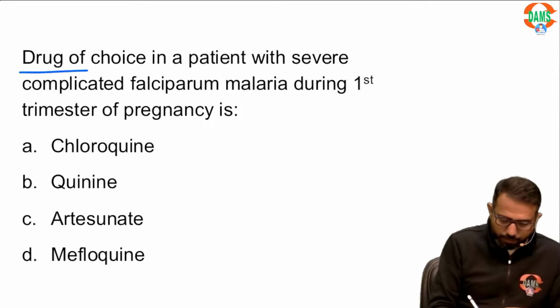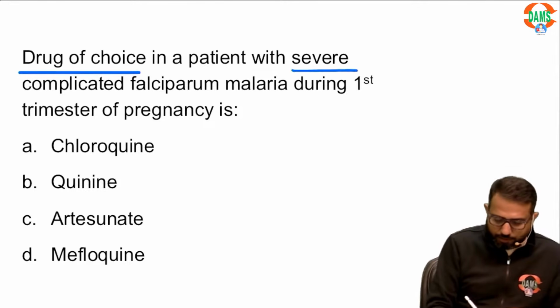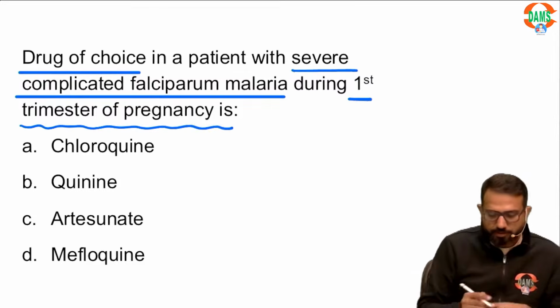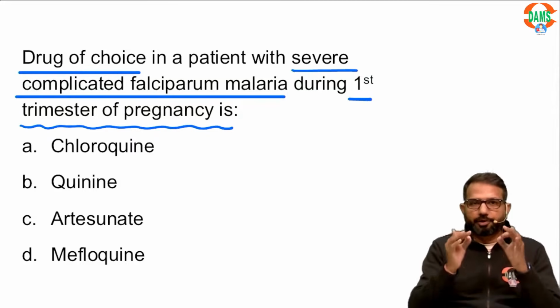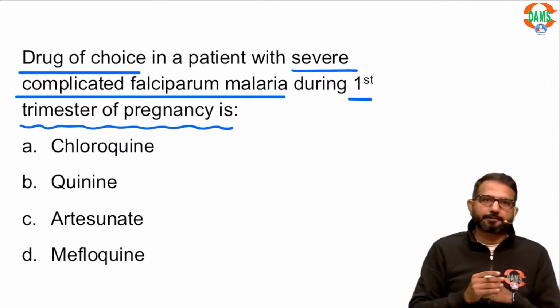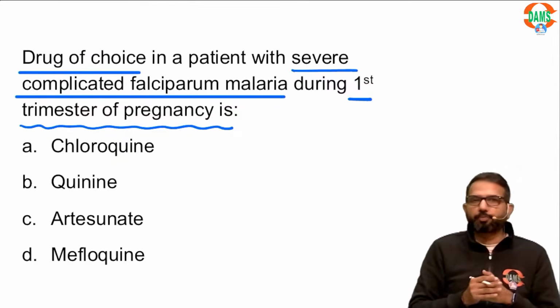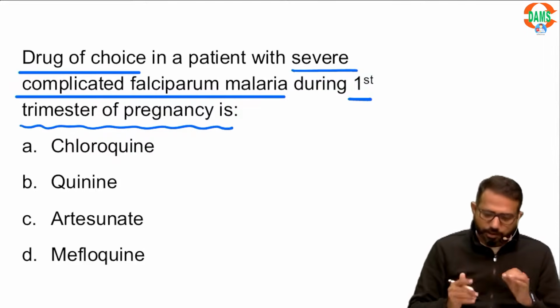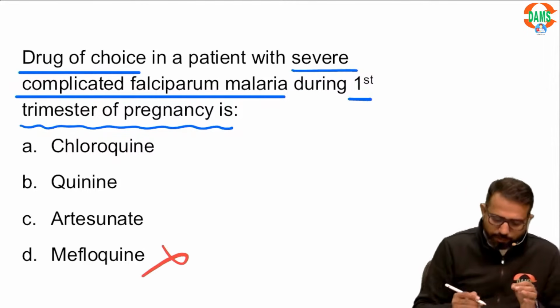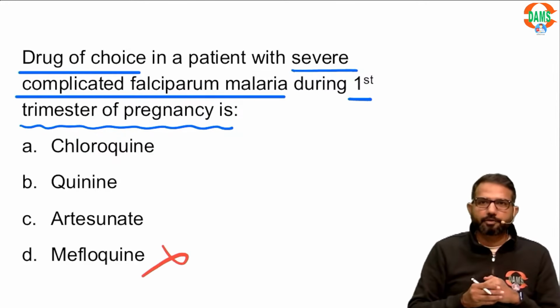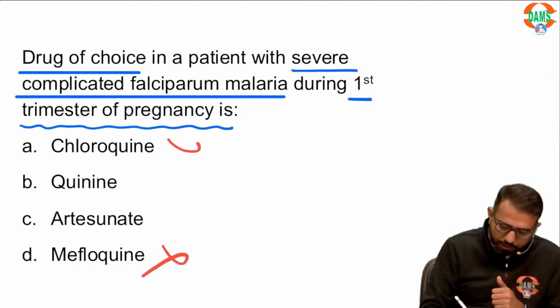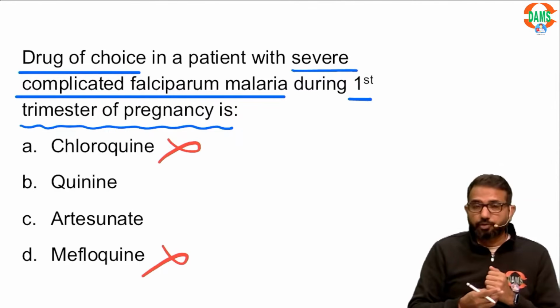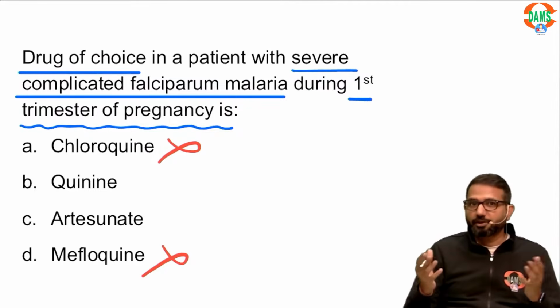Next question. Drug of choice in a patient with severe complicated falciparum malaria in the first trimester of pregnancy is... The drug of choice for severe complicated malaria in first trimester of pregnancy. Tell me, guys, what is the answer? Let me tell you, mefloquine is not the answer because mefloquine is not a fast acting drug. Chloroquine is not the answer, because chloroquine is not for falciparum, as resistance is already there in falciparum. So now either the answer will be B or the answer will be C.